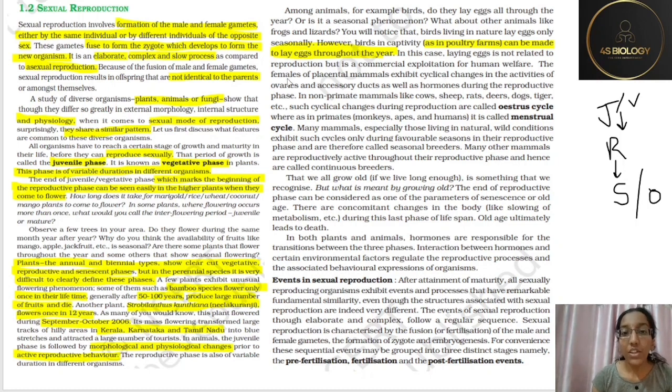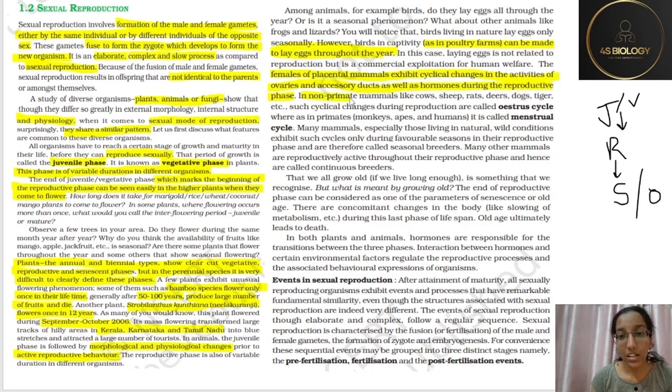It is true. The females of placental mammals exhibit cyclic changes in the activities of the ovaries and accessory ducts as well as hormones during the reproductive phase. Hormones keep changing during the female reproductive phase for the placental mammals.